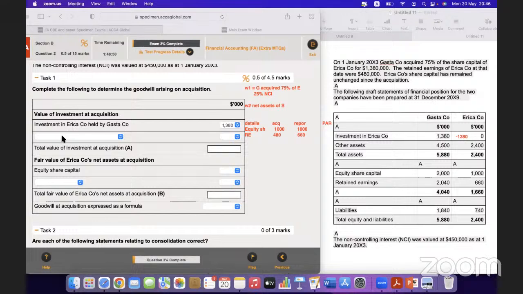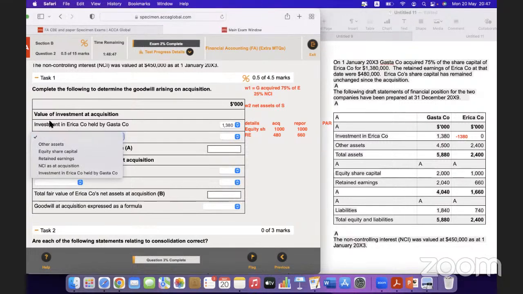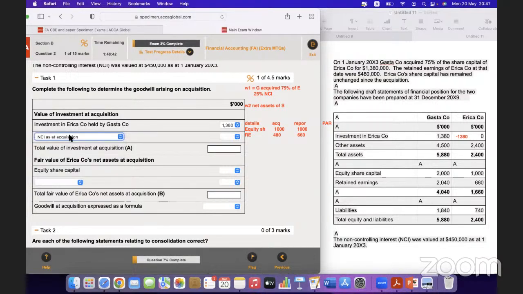Normally, after the investment, what is the next thing that we have? After the investment, the next thing we have to add is NCI at the acquisition date. That is what we have to add. So here they have given the NCI at the acquisition date was 450. So the answer is 450. Like this, you have to mark it and show. Okay. Then guys, total value of investment at acquisition. Then I think they're asking you to add these two answers and show. So that will be 1,380 plus 450, which is 1,830. Done.